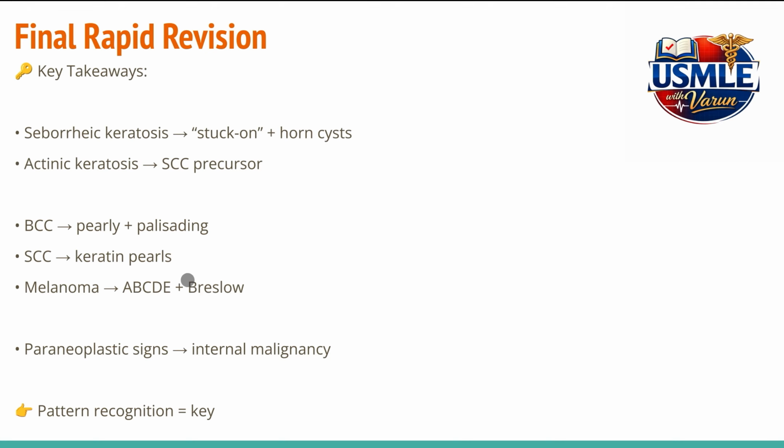To assess the prognosis in melanomas, we can assess the depth of invasion using the Breslow method, that is, to what level of the skin layers the melanoma has expanded. So these paraneoplastic signs like Leser-Trélat sign, Sweet syndrome, and Bazex syndrome might indicate internal malignancies.